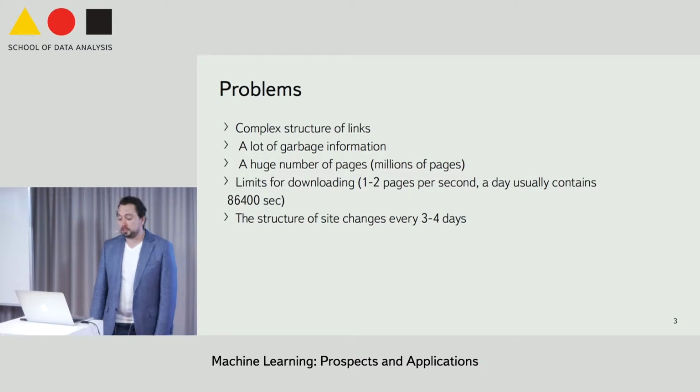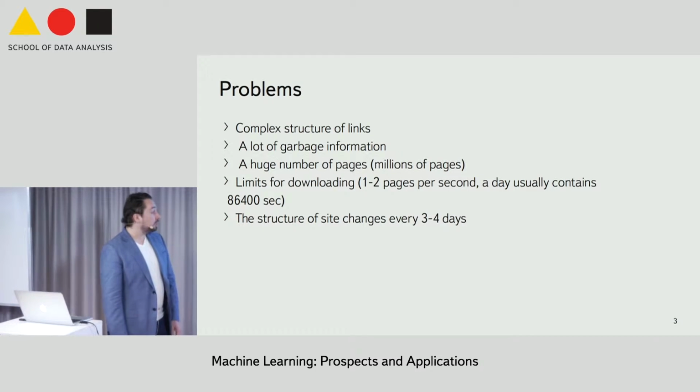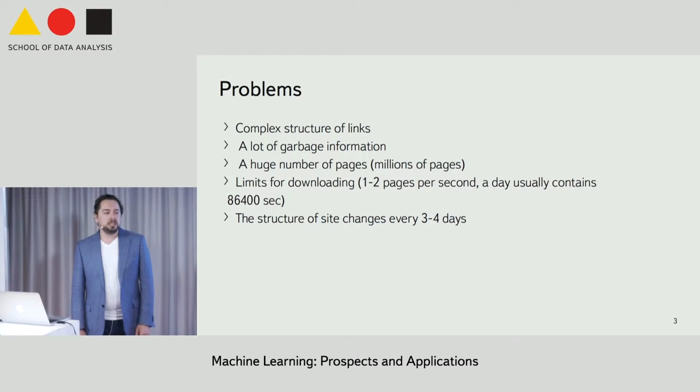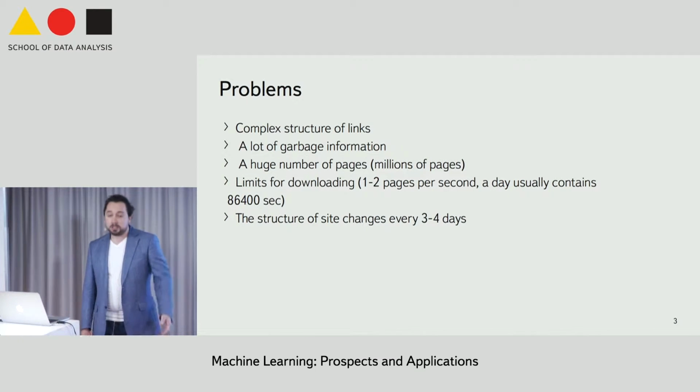The first problem is that the structure of links can be very complex, and we have a lot of garbage information on each page. The number of pages can be huge, and some sites can contain millions of pages. Another problem is that we have limits for downloading, because we can't download more than 1 or 2 pages per second from a site, because it can be a problem for the site. That's why another problem is that an ordinary day contains only 86,400 seconds. From time to time it's not true, but usually it's true.